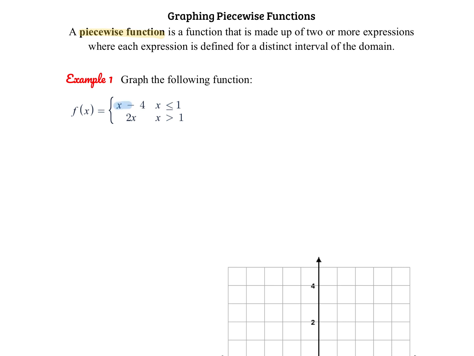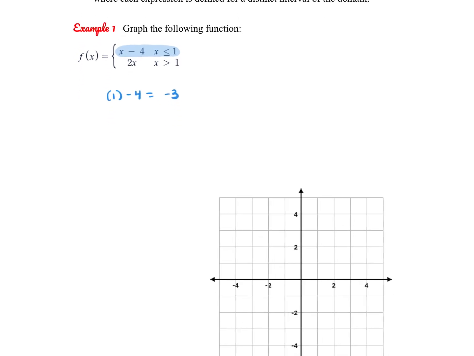All right, let's start with this first portion of our graph, this x minus 4. So I am going to start by substituting 1 into that portion, and we get negative 3. So we know that we have the coordinate (1, negative 3), and I am going to use a closed coordinate because it is included.